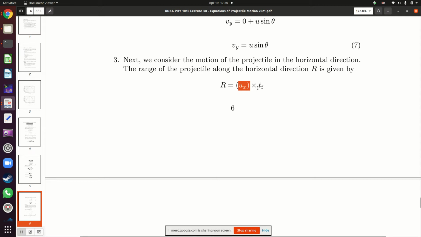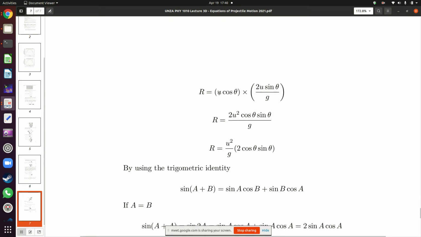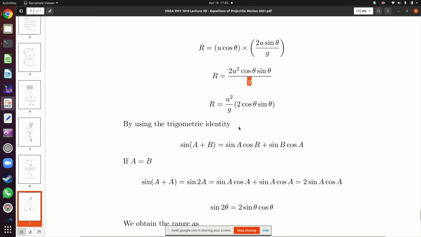So this times that. Our ux is u cos theta times our flight time, which is 2u sin theta divided by g. When you multiply this times this thing on top, you end up with a 2, then u multiplied by u gives u squared, then cos theta multiplied by sin theta gives cos theta sin theta, then the whole thing divided by g. Then we factor out u squared and g, so we end up with range equal to u squared divided by g, and the remaining thing inside is 2 cos theta sin theta.